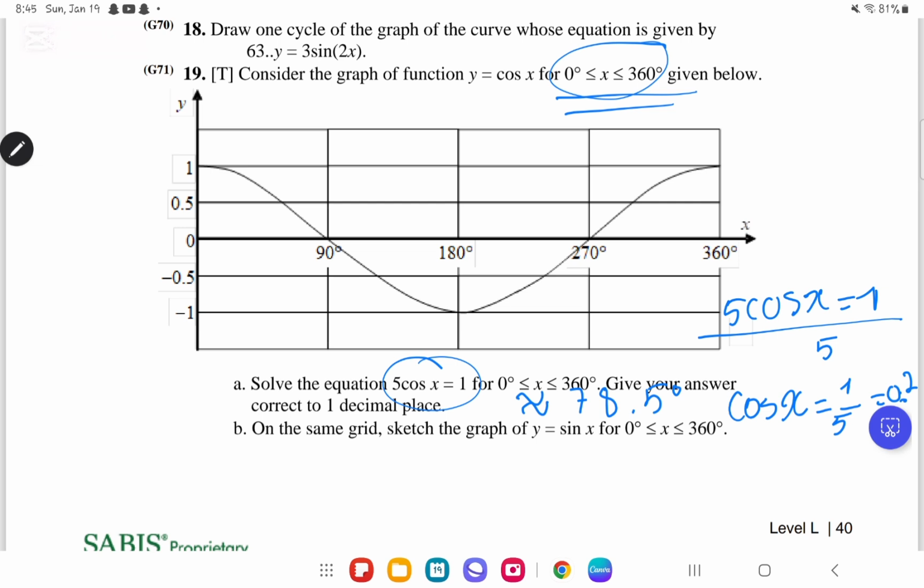Now, part B, on the same grid, they need us to sketch the graph of y is equal to sine x. Whenever they tell us to sketch the graph of something, we are going to take our calculator. So, by the way, in geometry, calculators are allowed. In algebra, they are not allowed.